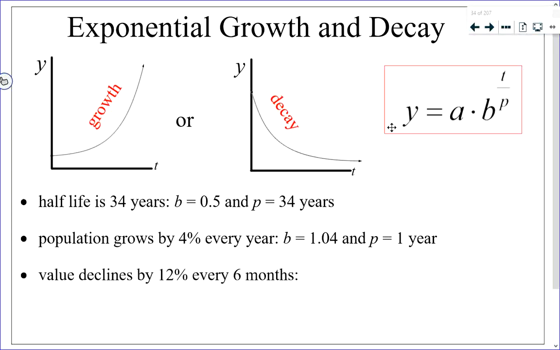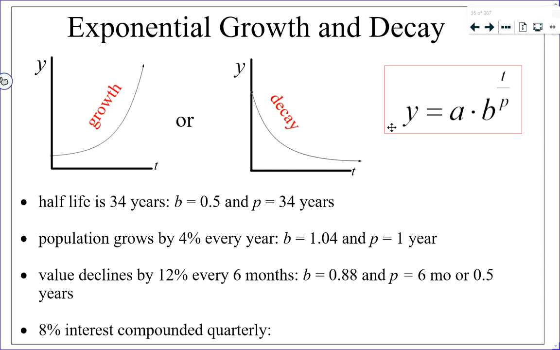If I tell you that the value of something declines, which means decreases, by 12% every 6 months, then B is going to be 0.88. And just mull that around in your head for a second. How is losing 12% the same as multiplying by 0.88? Well, if I take 100% and subtract 12%, I get 88%, and 88% in decimal is 0.88. The fact that it happens every 6 months means we could use for P 6 months or 0.5 years. I'm a year kind of thinker. I like to use all of my times in years.